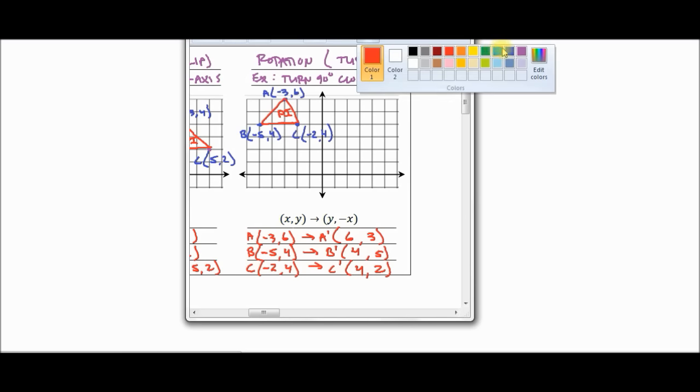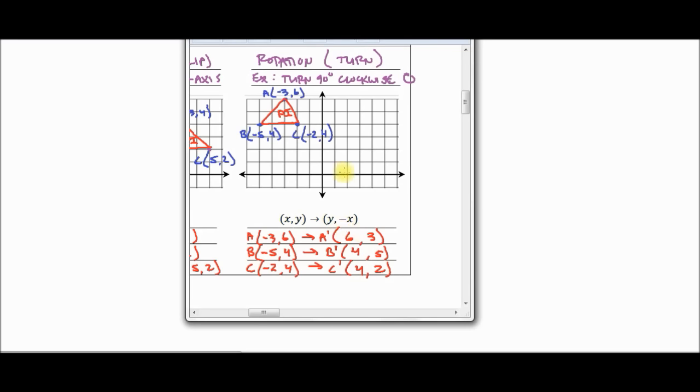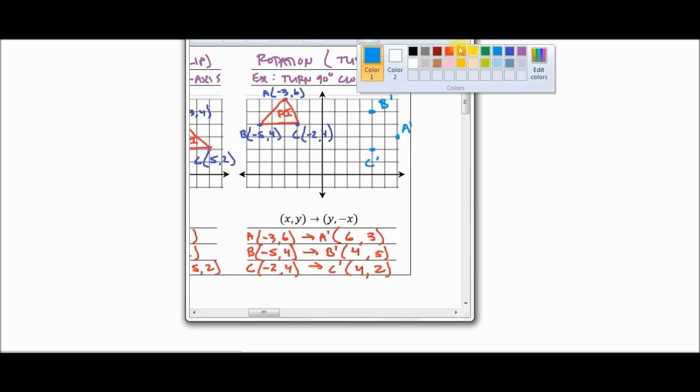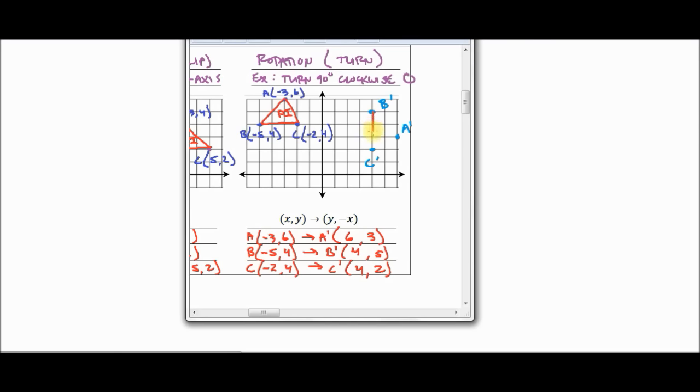Let's go ahead and plot those. We've got 6, 3, 1, 2, 3, 4, 5, 6, 1, 2, 3. There is A prime. B prime is 4, 5. 1, 2, 3, 4. 1, 2, 3, 4, 5. There's B prime. And C prime is 4, 2. 1, 2, 3, 4, 1, 2. There is C prime. And now we can go ahead and connect those together. And there is our rotated triangle, 90-degree clockwise rotation.